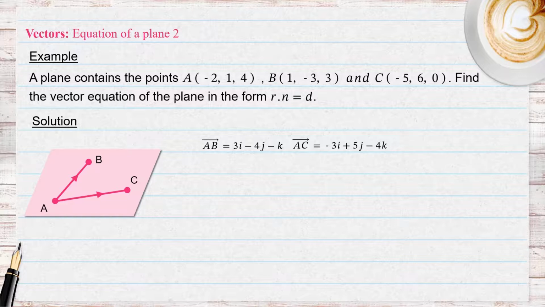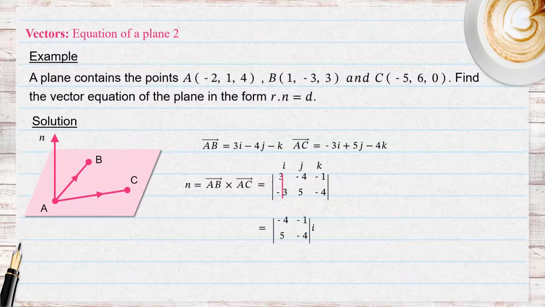So now that we've got the two direction vectors on the plane, we can now find the normal to the plane by doing the cross product. So that'll be the cross product of the vectors AB and AC, and we can put AB on the first row and AC on the second row here, so that if we close out i, we will get the determinant of minus 4, minus 1, and 5, and minus 4, and that's of i, and it's minus.